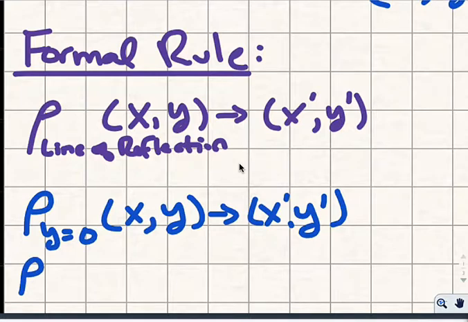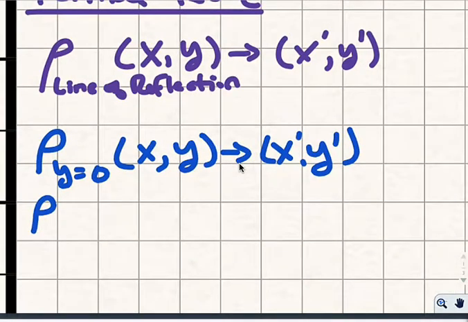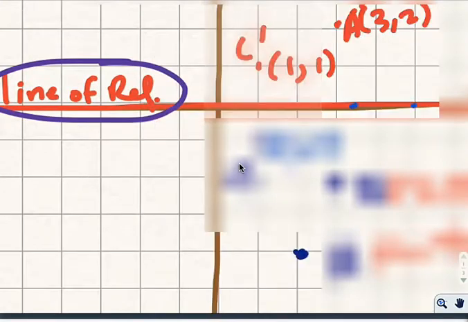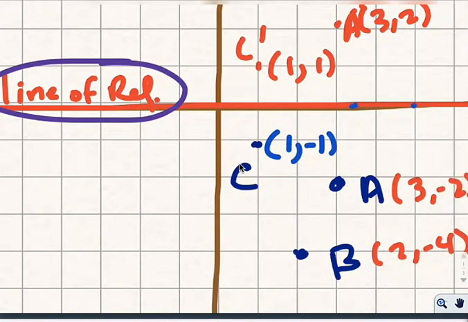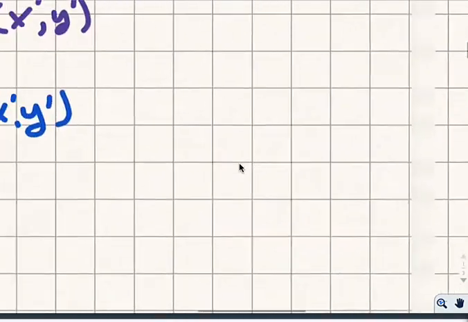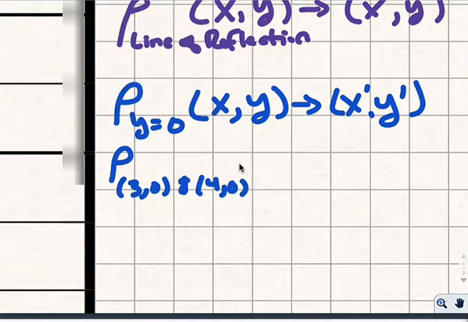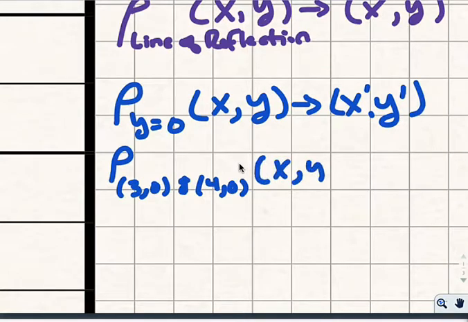The alternative way, instead of naming the equation of the line, is to pick out a couple points on the line. I can say the reflection over the line that goes through the points 3 comma 0 and 4 comma 0, because those would be two points on this red line, right here and right here. I can just name a couple points on that line, and that's good enough to identify where the line is. And the same thing for all the points x, y going to x prime, y prime.